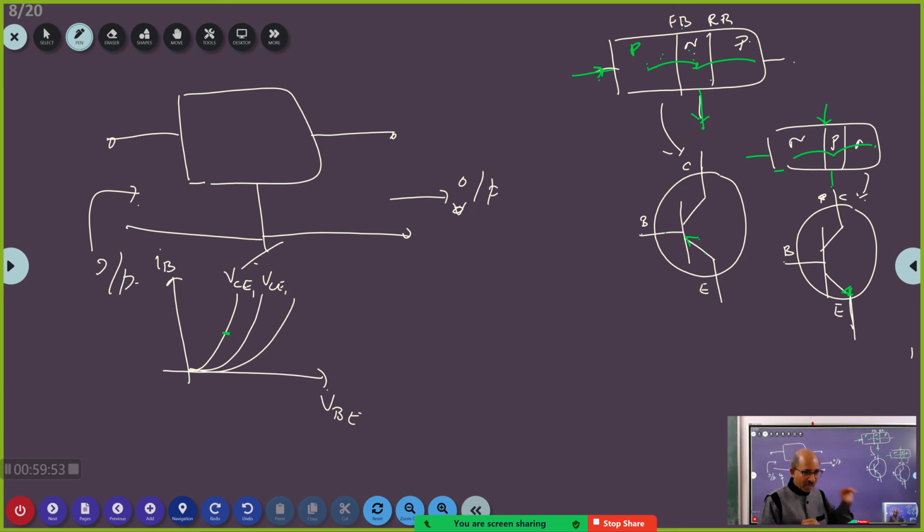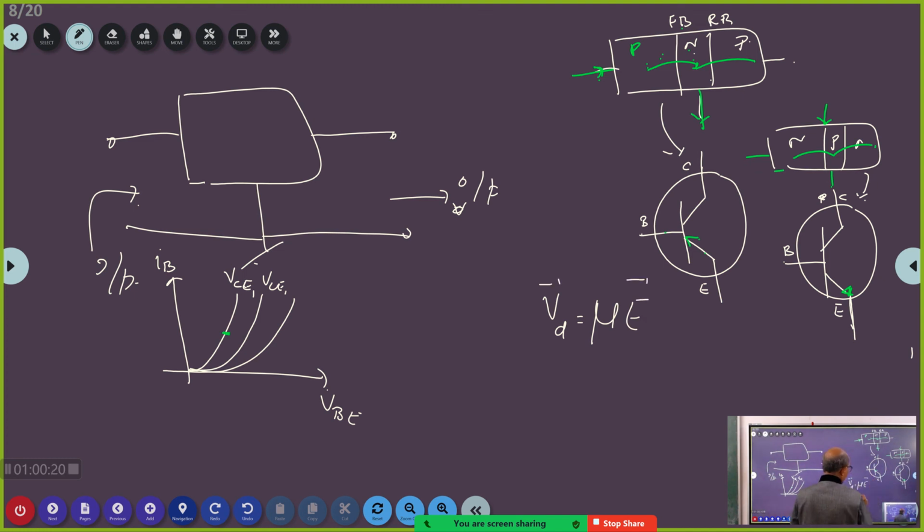Current is flowing through a conductor. What are the things you will consider? See, you know the drift current? Drift current depends upon what? Current in a conductor depends upon what? Concentration, the charge, and the drift velocity Vd. Vd is equal to what? Mu into E. You remember?